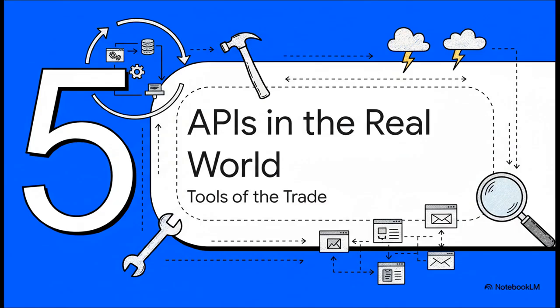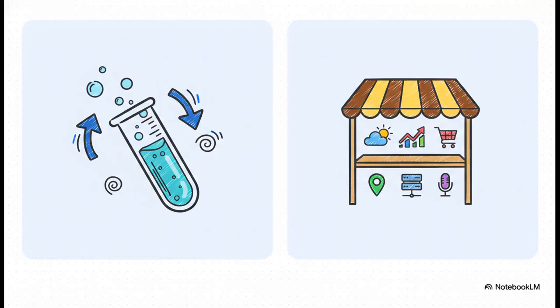Okay, so that's the theory. But how do developers actually work with this stuff in the real world? Let's move on and check out some of the tools of the trade. And what's so cool about this is that you don't have to be a hardcore programmer to start experimenting. There are tools like Postman, which is basically a playground for APIs. It lets you send your own requests and see the raw responses without writing a single line of code.